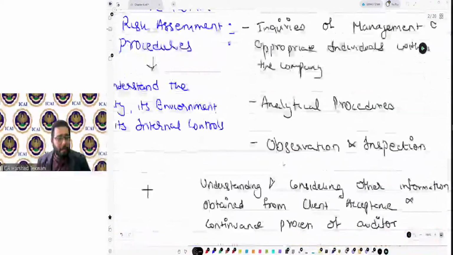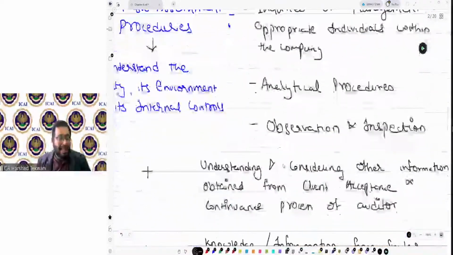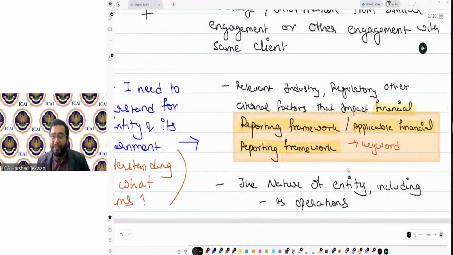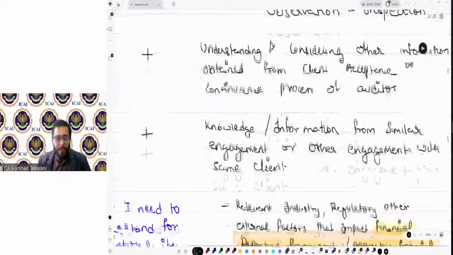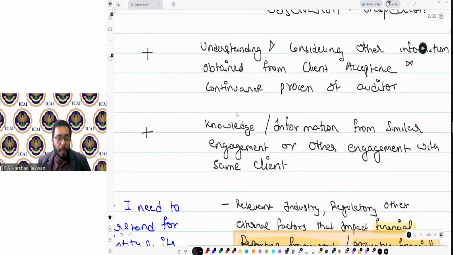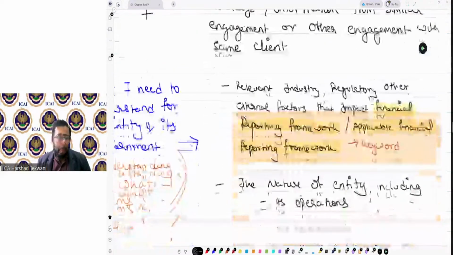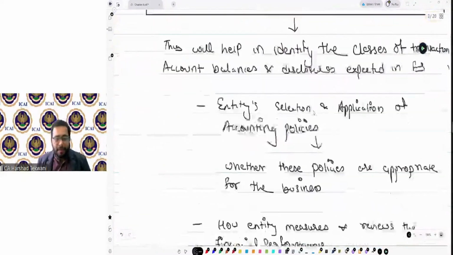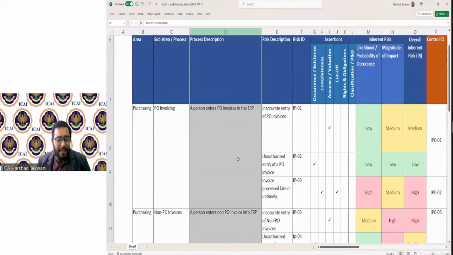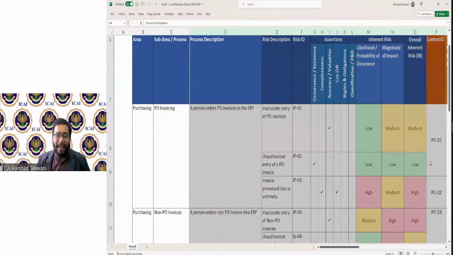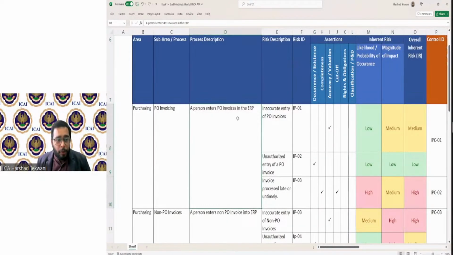What we understood is how to understand the entity. And when I said how to understand, we saw inquiries, analytical procedures, observation or inspection, and these two points, other information. That is how we can understand the entity. But what to understand is something else. I'm talking about before coming to this part. Once I have the understanding, then I can start preparing the Excel. I can start from this particular point. But how to reach this point, I'm telling you that.